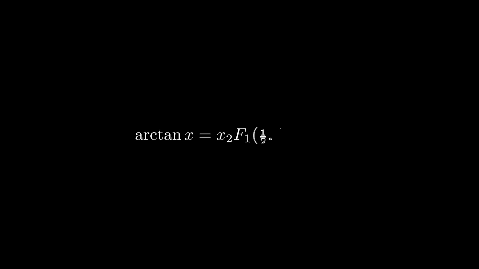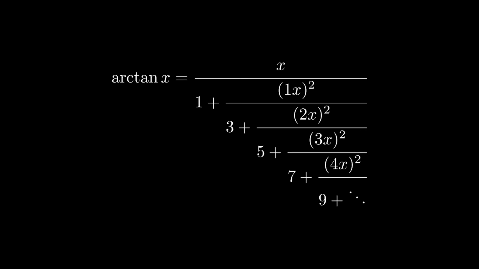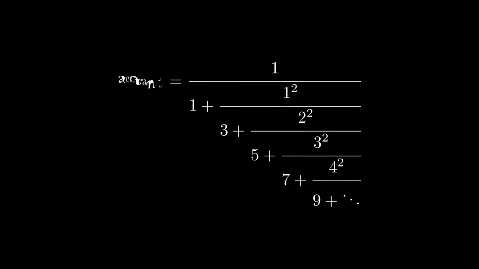For our final result, we can express arctan as a hypergeometric function. Then, applying Gauss's identity, we find a nice continued fraction for arctan, and then evaluating this at x equals 1 gives us a continued fraction for pi.